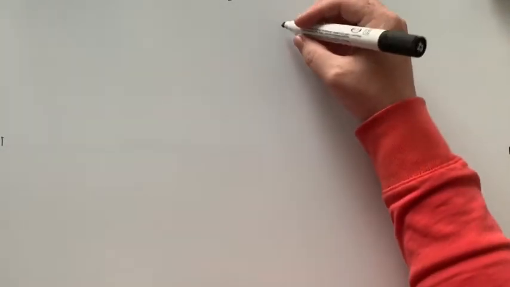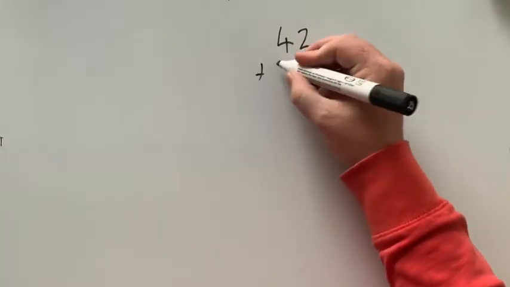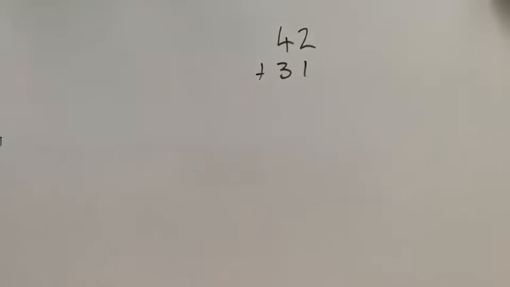Just going to go over a little bit of addition using visual representation. So you can see my video where I use the blocks to use it. Now I'm going to use a pictorial representation. So if we start with the first one, 42 plus 31.